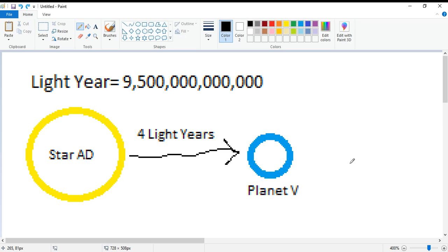But let's be real here. I'm not writing all those zeros down. Luckily, we have a way to show this without typing all these zeros that is used by scientists everywhere.